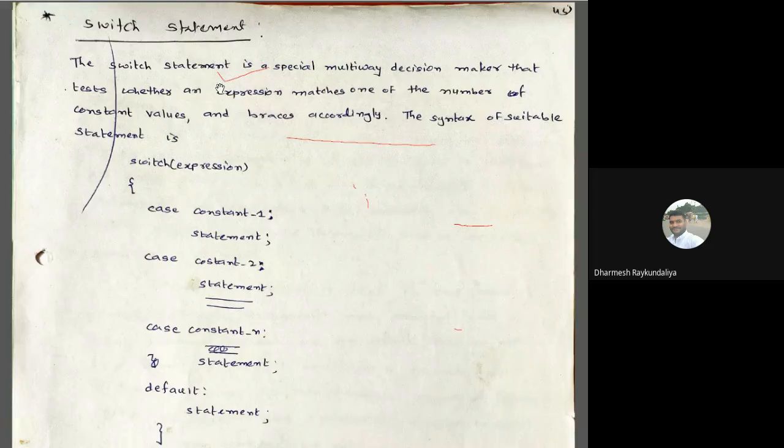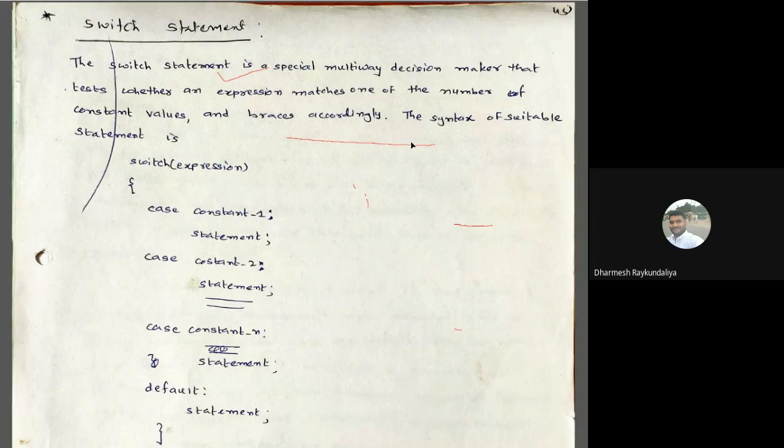So, the switch statement. The switch statement is a special multi-way decision maker that tests whether an expression matches one of a number of constant values, and branches accordingly. Okay, we have seen in the program that if this expression takes some value, and that value matches this constant, then of course the statement following this constant is executed.